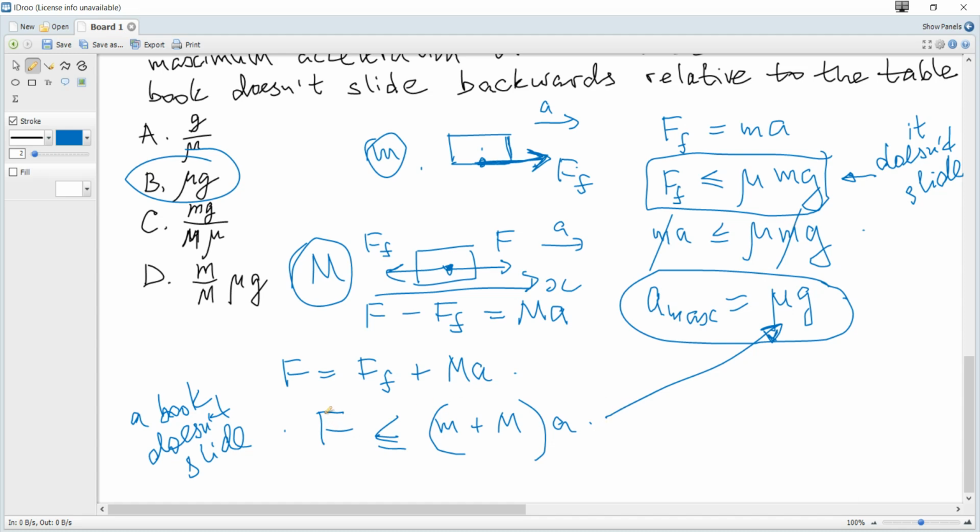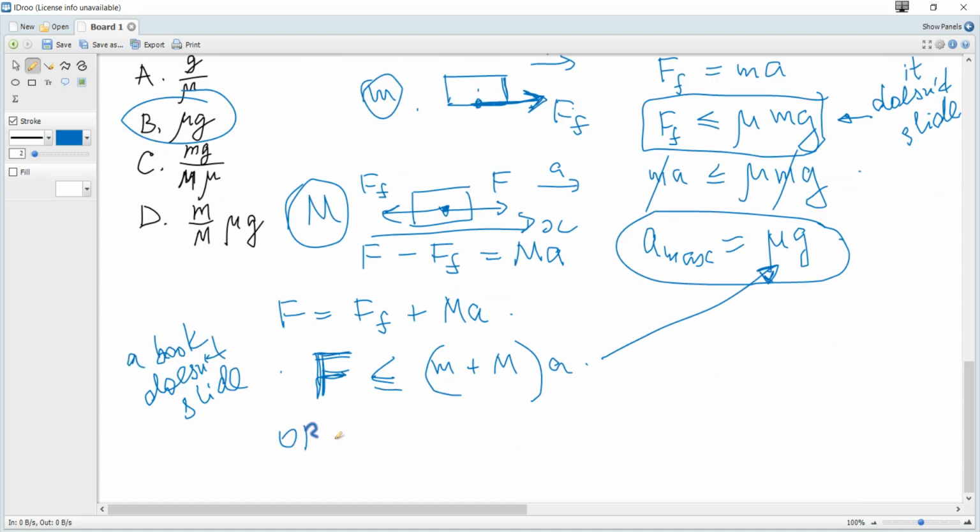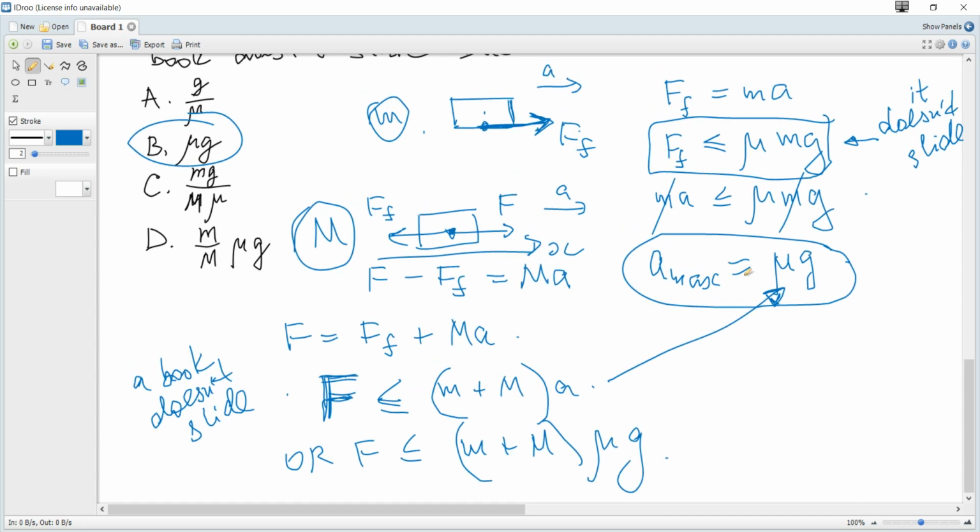Hence we get the maximum possible value of this force so that it doesn't slide, and hence if the force is greater than this critical value, the book will slide. So F is less than or equal to (M plus m) mu g. And that's all for this problem.